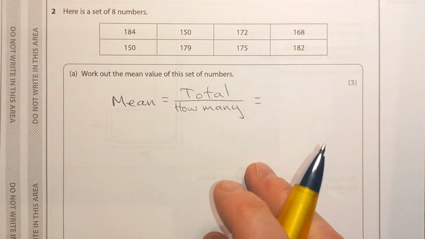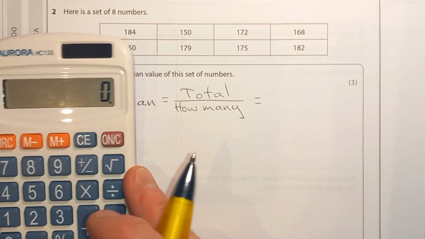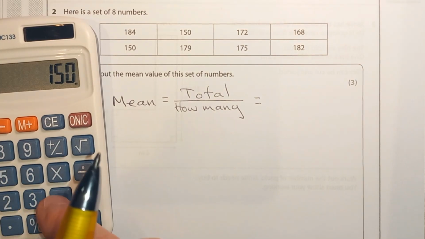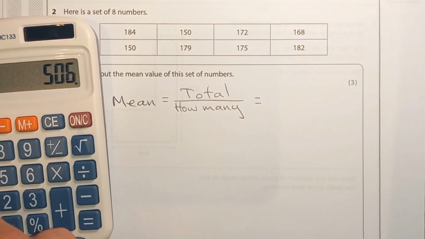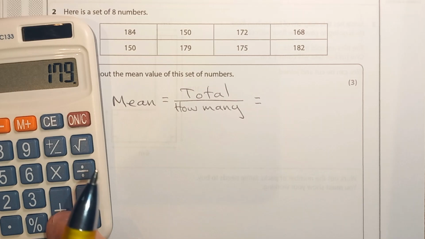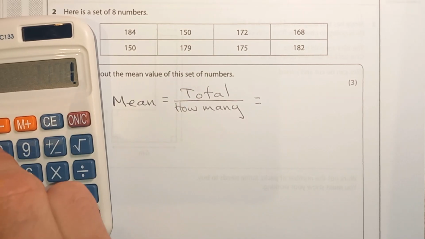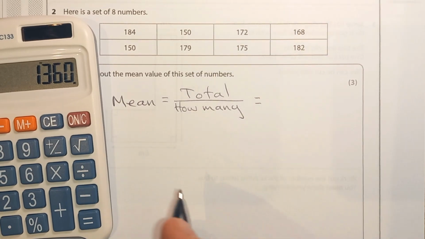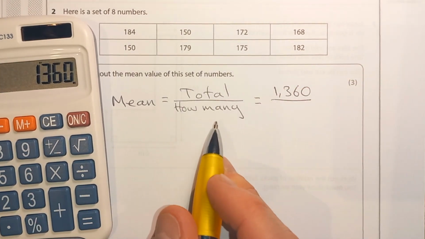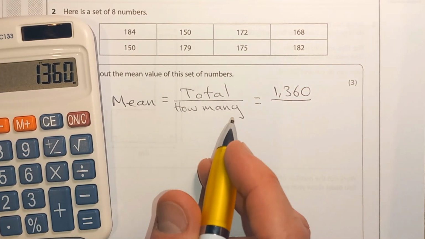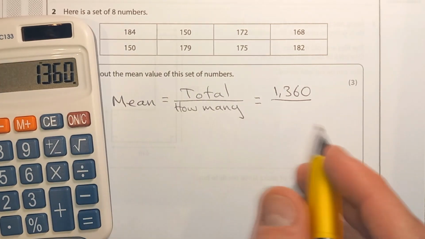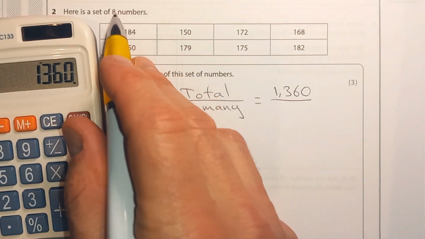So with the total, we'll go straight to our calculator and we'll do 184 plus 150 plus 172 plus 168 plus 150 plus 179 plus 175 plus 182. Now, instead of going straight to the answer, I'm going to write down the total I've got first. Because you could go straight into dividing by the frequency, but then if you've made a mistake somewhere in the final bit, you wouldn't get any workings marks. So we want to do an interim step. So how many numbers? Well, they've told us there's 8 numbers.